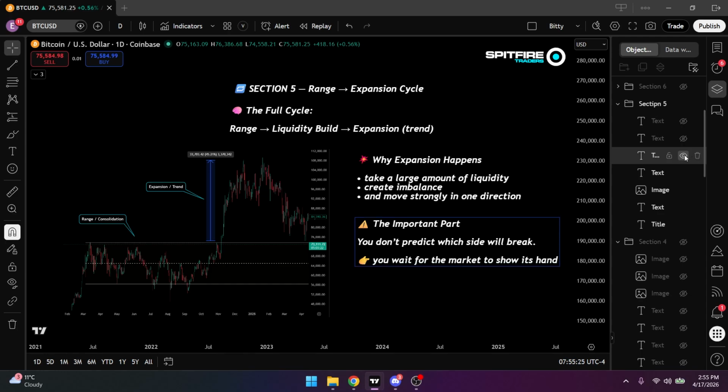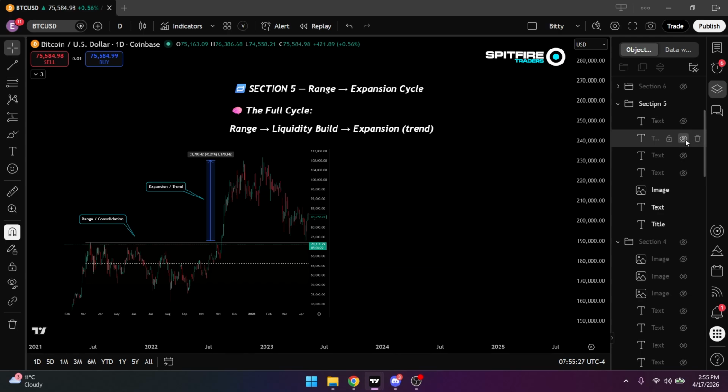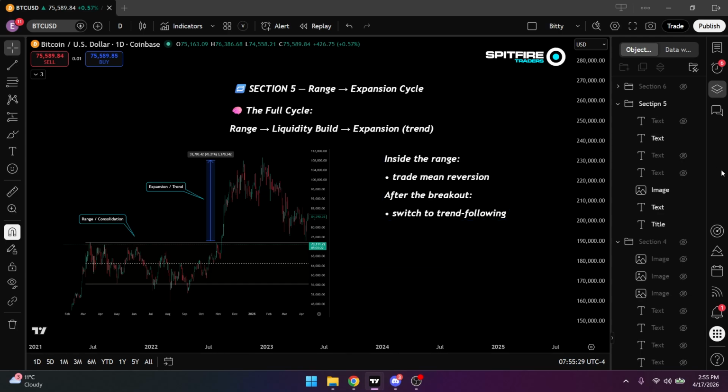Now, let's see how to combine all of this with what we learned so far. Inside the range, you trade mean reversions. After the breakout, you switch to trend-following strategies. This is how everything connects in your system. So, rule number 5 is trade the range until the market proves it's trending. Don't assume the breakout, wait for confirmation.